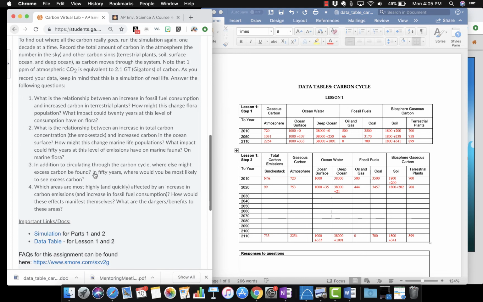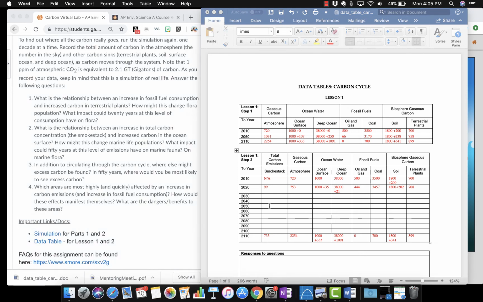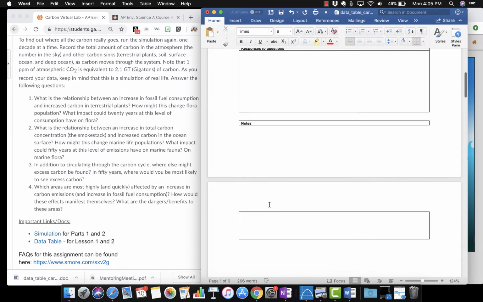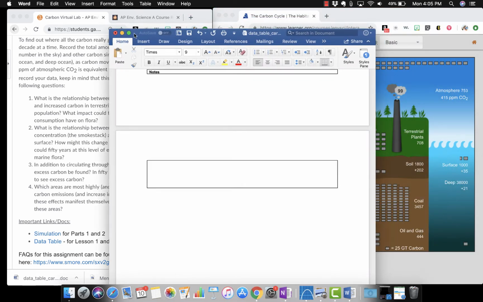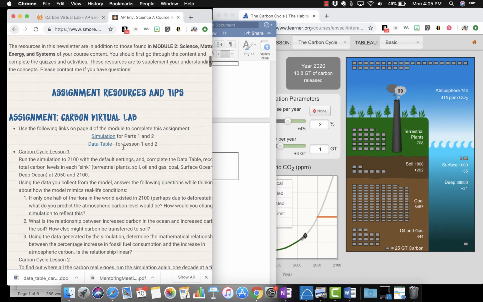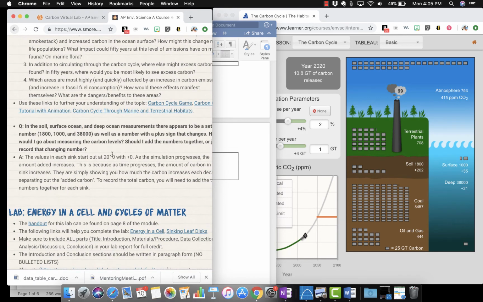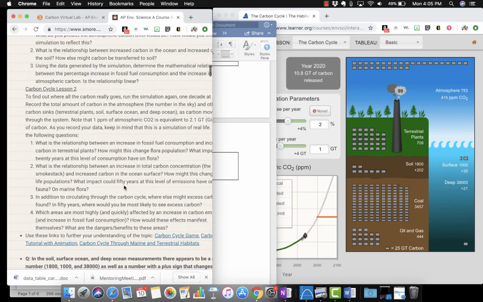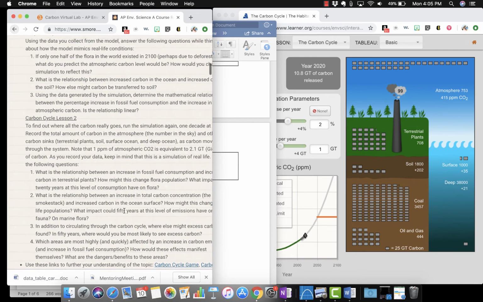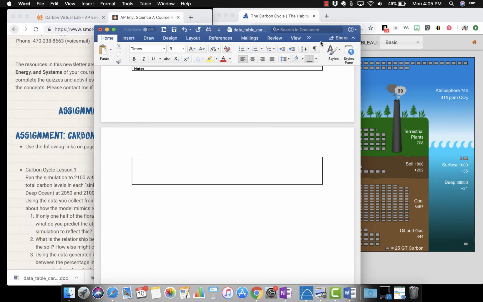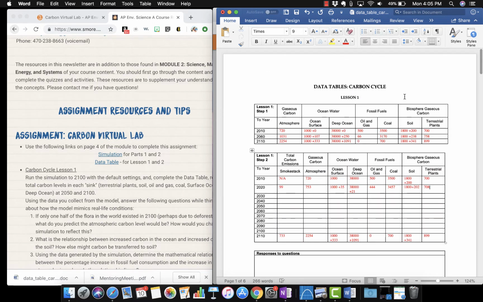Once you've done that, then you can go ahead and answer these questions. It has spots for you to answer the questions if you want. It also has spots for notes. You don't have to answer your questions there. Also, if you go to this Sway with the Carbon Virtual Lab, I've got some questions that kids have asked, and I have some extra links, and then again that link to that data table, because it doesn't link to the data table in the course, so you'll want that there. And that's basically how you do that Carbon Virtual Lab.